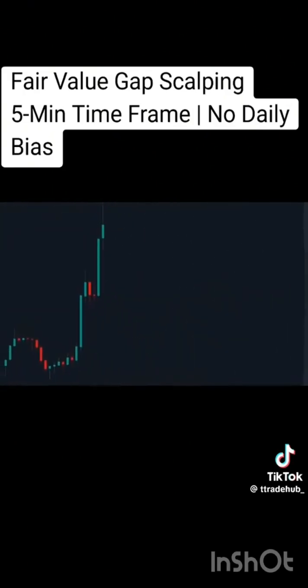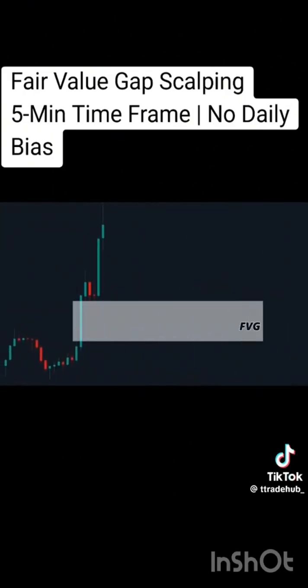The first step is identifying a fair value gap area within the 1-hour time frame. The reason we choose this area is that there is a possibility that when the price returns to this fair value gap, it may cause price reversal and return to its bullish trend. Are all fair value gaps appropriate for this type of entry?